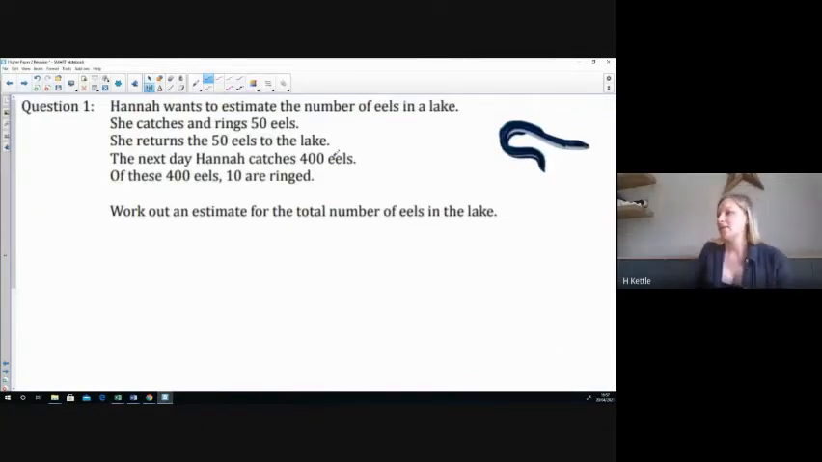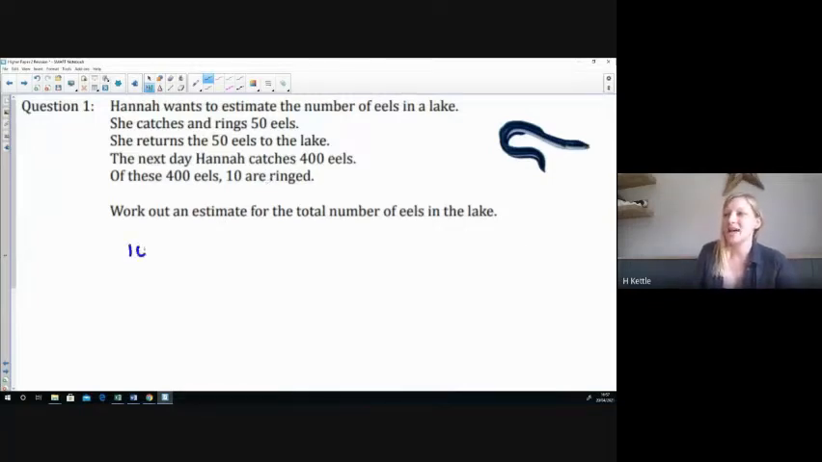Okay, Hannah wants to estimate the number of eels in a lake. She catches and rings 50 eels. So this would be like a conservation thing where she's going to catch the eels and she's going to mark them with a ring. I don't know. And then she returns the 50 eels to the lake. The next day, Hannah catches 400 eels. Of the 400 eels, 10 of them are ringed. So what does that tell us?